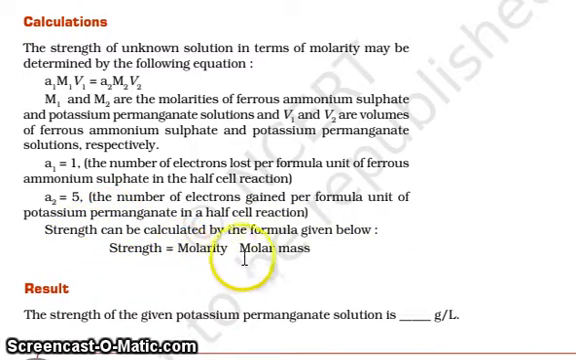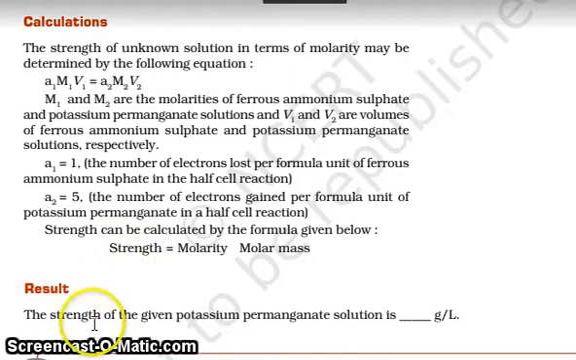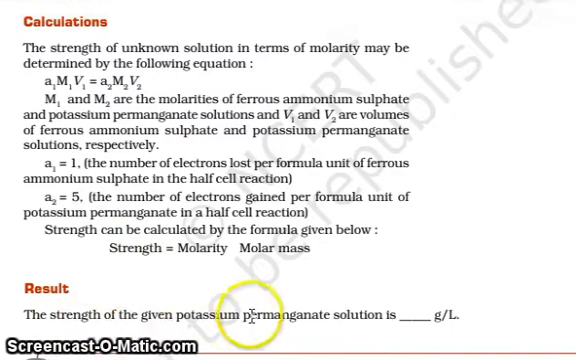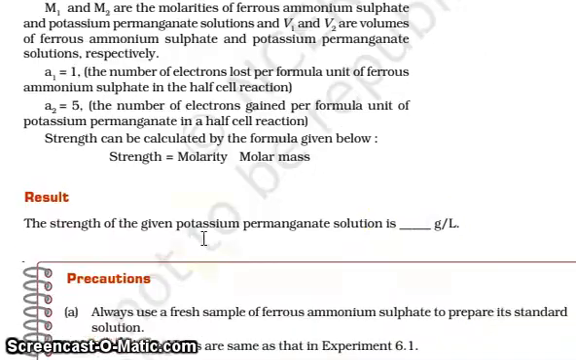Strength is equal to molarity into molar mass. This is important. You have to write it: you know the molarity, and then you just multiply it with the molecular mass, then you will get the strength. Now results. The strength of the given potassium permanganate solution is, you have to write in this blank. So what precaution will you take in this experiment? Always use a fresh sample of ferrous ammonium sulfate to prepare the standard solution. Other precautions are the same as other experiments we have already discussed.